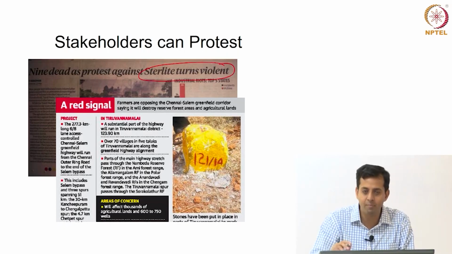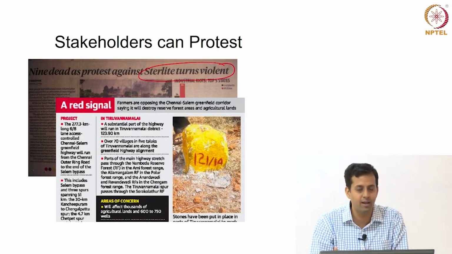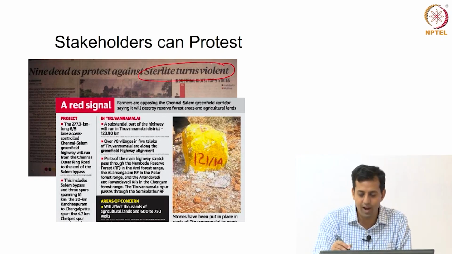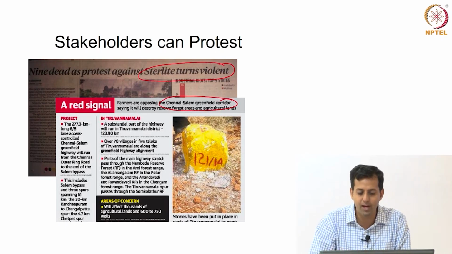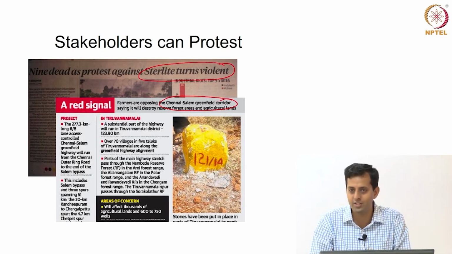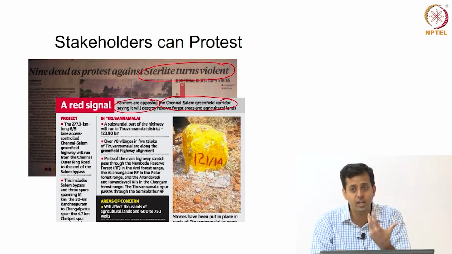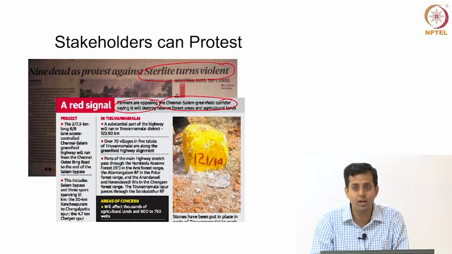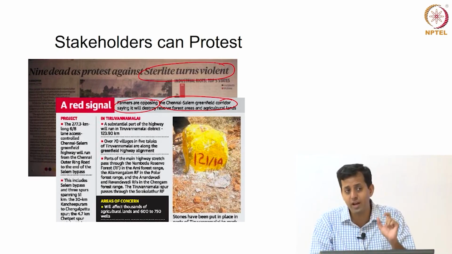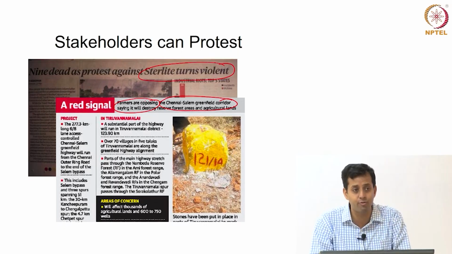Sterlite had an industrial mining facility that they've just recently closed down because of stakeholder protests. Recently we've had something called the Chennai-Salem Greenfield Corridor, between Chennai and Salem, which farmers are opposing because it essentially says it will destroy their forest areas, lands, etc. So you have many of these projects. You can think of the Narmada Bachao Andolan. Some of you might recognize that. So stakeholders are capable of protesting quite a bit to stop projects, because not everyone sees infrastructure projects as beneficial.